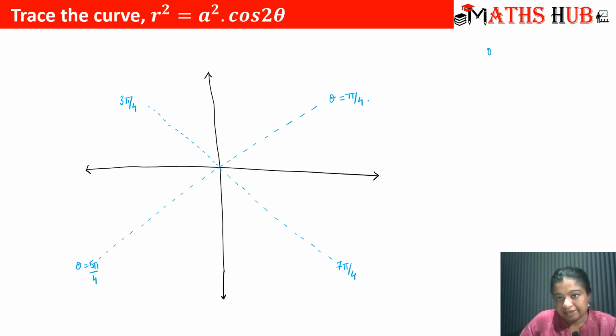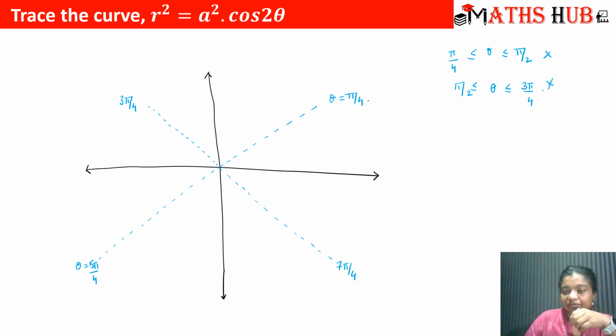And what did we check? That theta did not lie between pi by 4 and pi by 2, and also did not lie between pi by 2 and 3 pi by 4. These were the two regions where the curve does not exist. So no part of the curve can be in this region, and the maximum radius is a. So this is a comma 0. So how will the curve go? This is the tangent, so this is how the curve will look, because the curve was also symmetrical about the initial line. Whatever curve is above the theta equal to 0 line, the same thing will be below it. And the same thing we will have here also. So there is no portion of the curve in these two portions. And this is minus a comma 0.